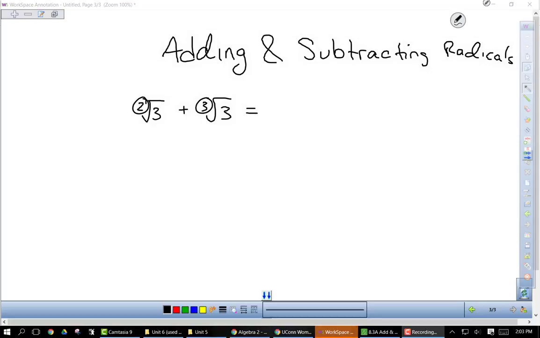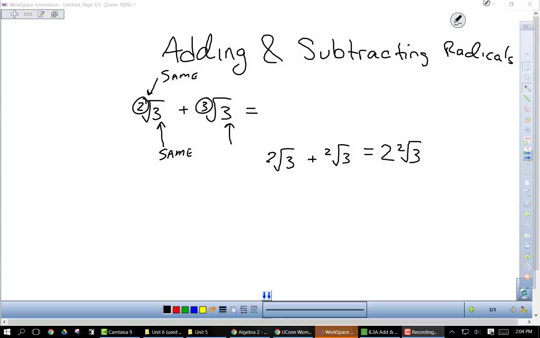Well, there's also another part to this. The indexes have to be the same, but then also the numbers underneath the root have to be the same. So what I mean by that is, if I have the square root of 3 plus the square root of 3, I can add those together, and I actually get 2 times the square root of 3. You might wonder, where did that 2 come from? Well, there's technically a 1 in front of this one and a 1 in front of this one.